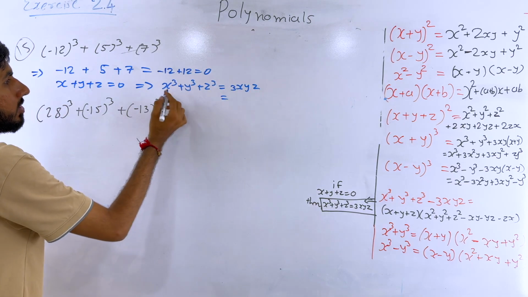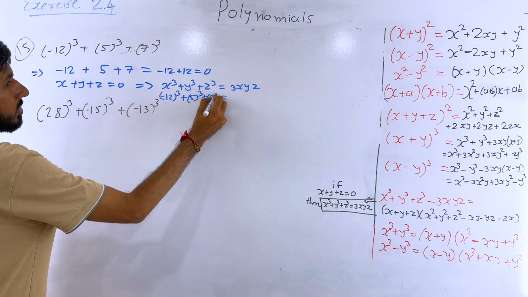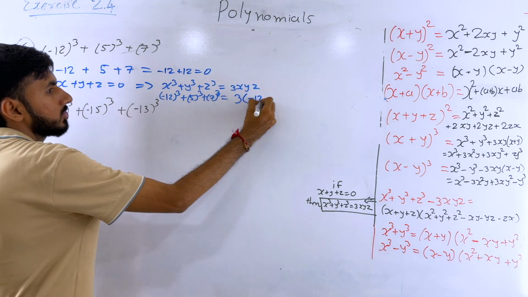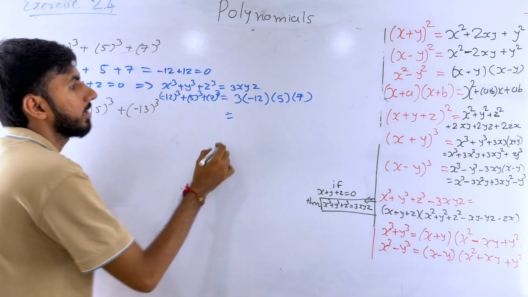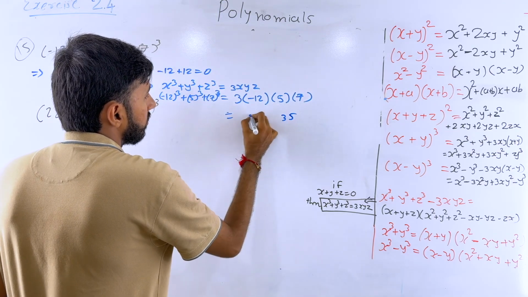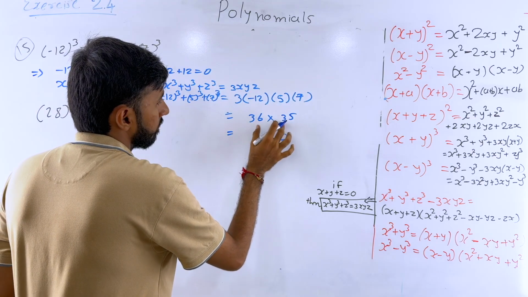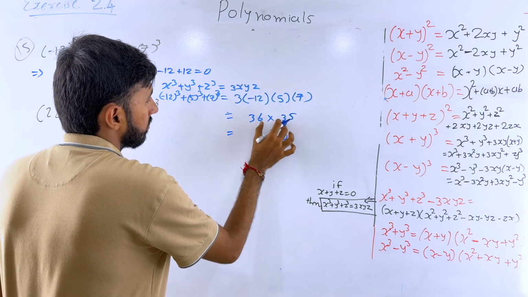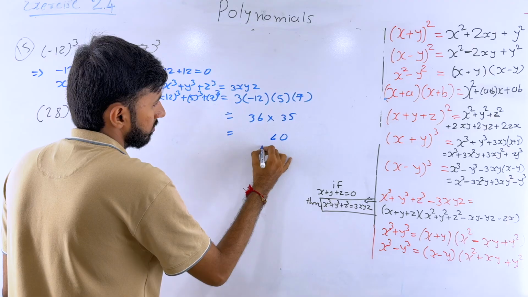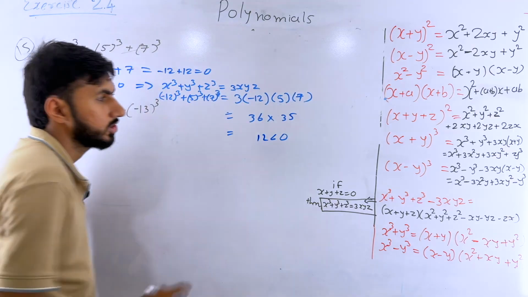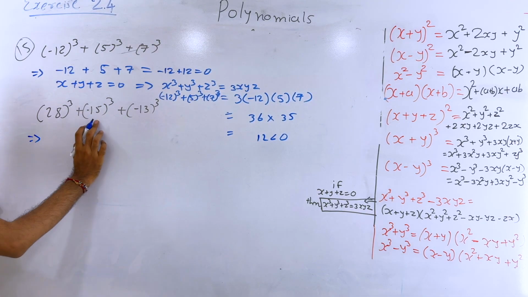So your answer for this will be, here I have x is equal to minus 12 cube, y is equal to 5 cube, and z is equal to 7 cube. So my answer will be 3 in the bracket minus 12 in the bracket 5 in the bracket 7, right? So just do the multiplication of this. My answer will be 36 multiplied by 35. That will look like 1260, right?